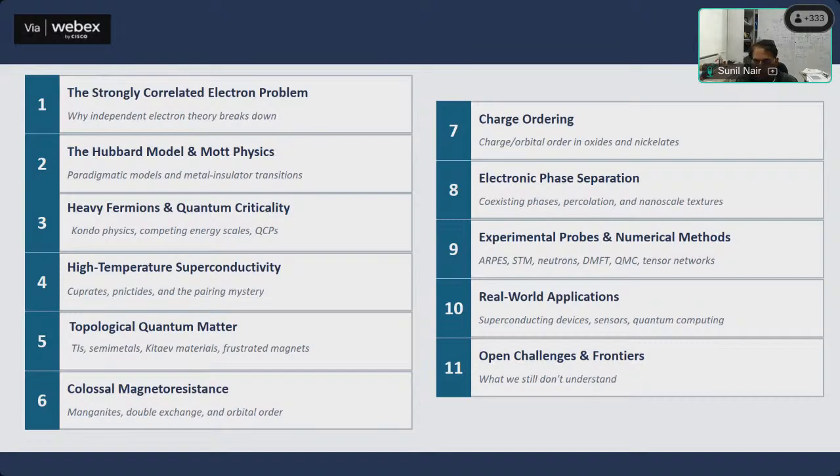reasonably superficial level, because each one of these merits a talk in its own right. So I would start with what one means by saying a strongly correlated electron system and how this comes about as a natural consequence from, say, Drude's theory. And then I would run you through the Hubbard model to begin with, and the key concepts behind what is known as Mott physics.